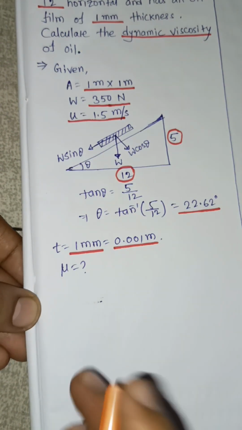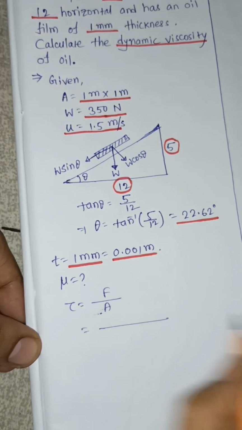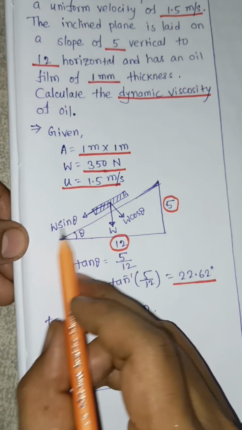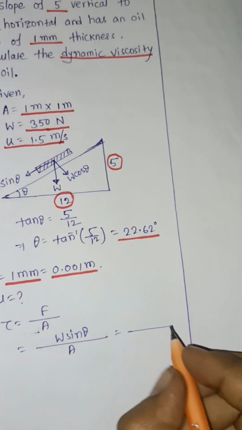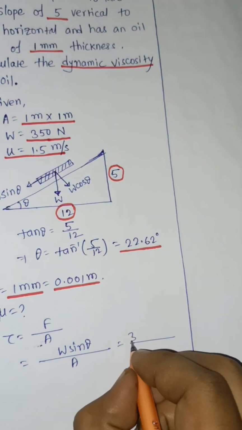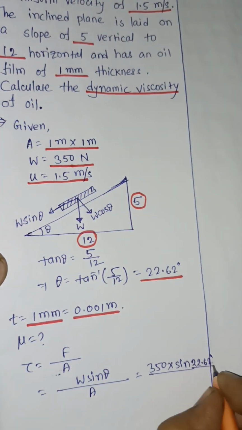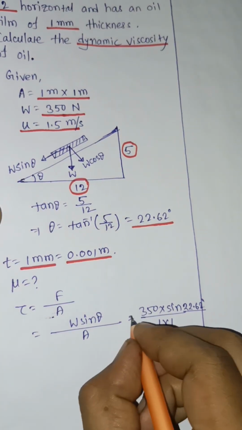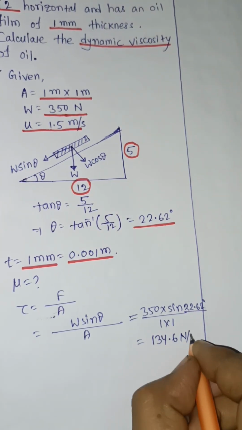If you want to calculate the shear stress, we know that tau is equal to force per unit area. Here the force which is in the downward direction is W sin theta. So W sin theta by area. Put the value here: W is given, that is 350, into sine of theta, that is 22.62, and the area is 1 into 1, which is given in this question. So from here you get the shear stress, which will be 134.6 Newton per meter square.